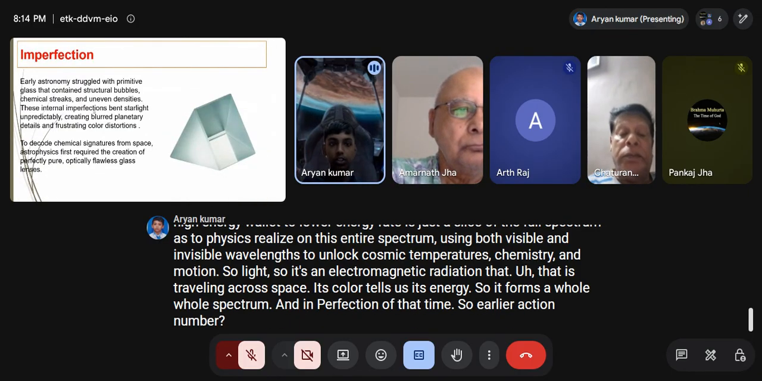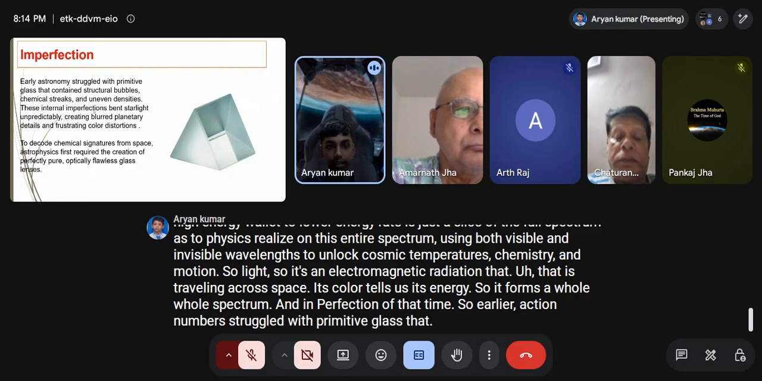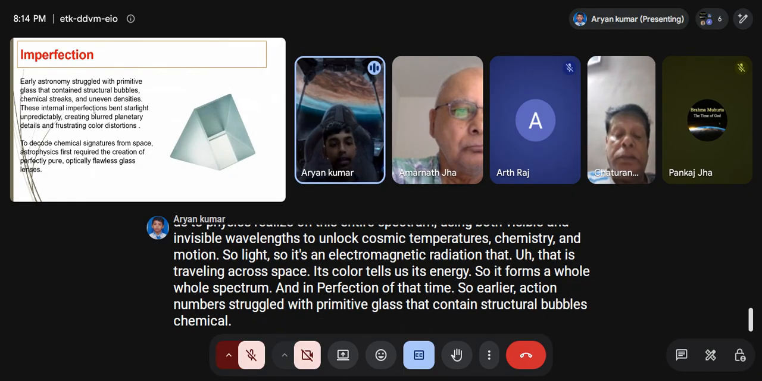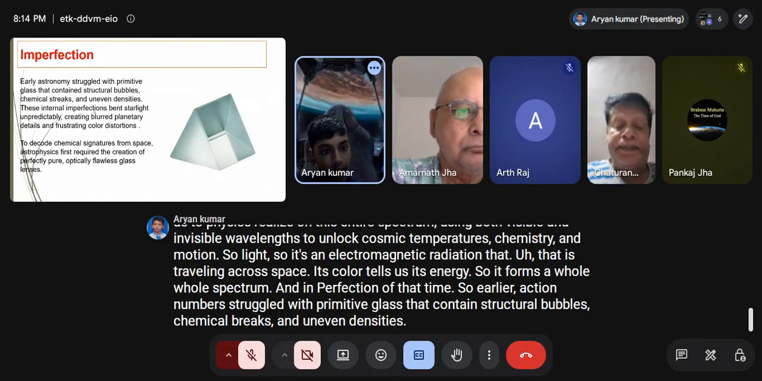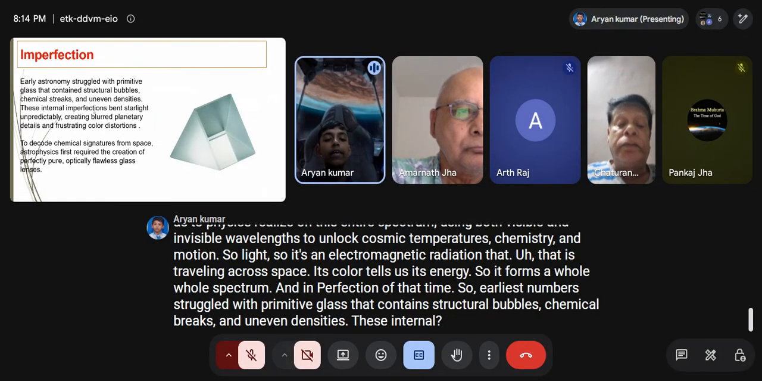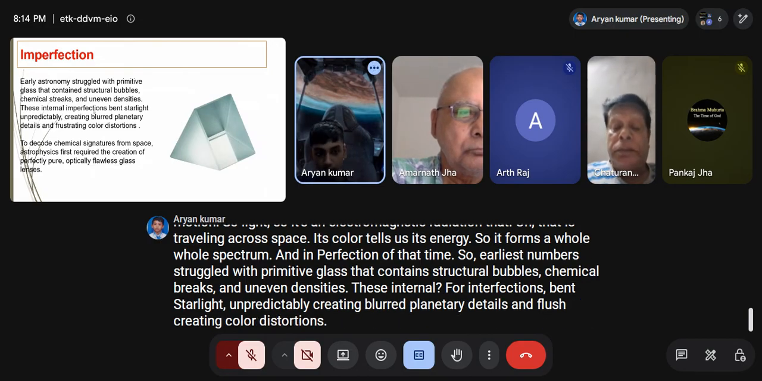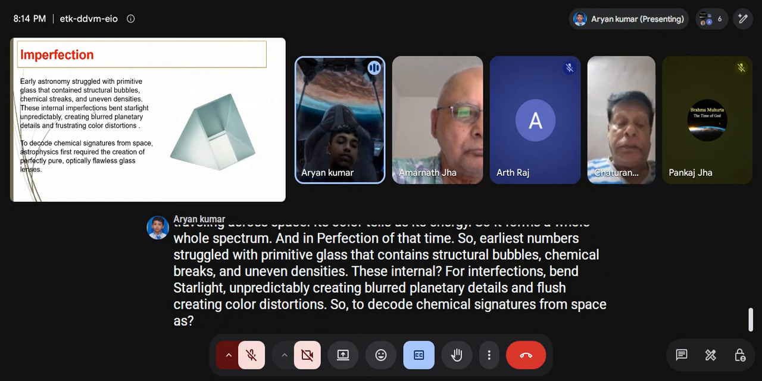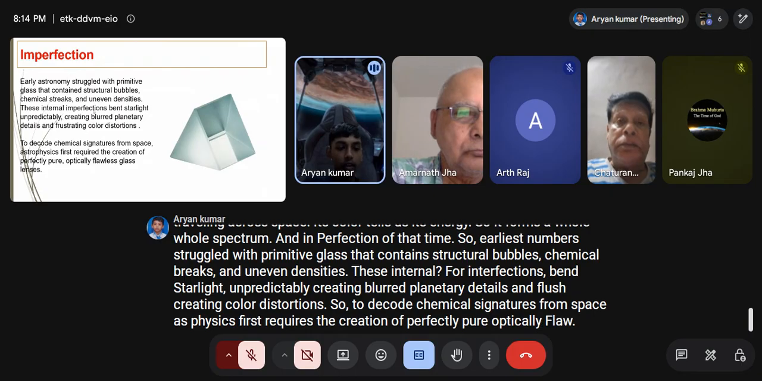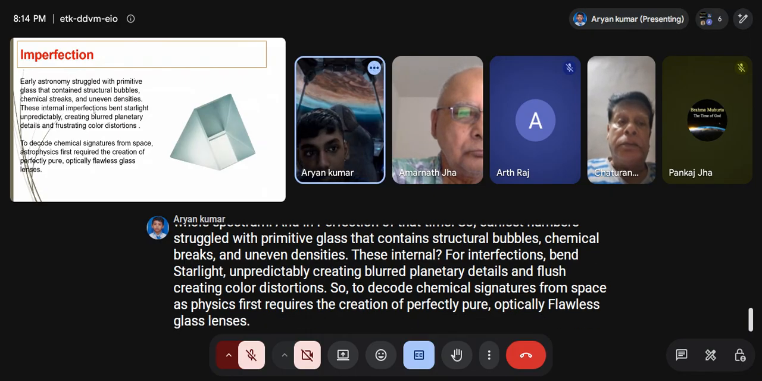Imperfection of that time. Early astronomers struggled with primitive glass that contained structural bubbles, chemical breaks, and uneven densities. These internal imperfections bent starlight unpredictably, creating blurred planetary details and frustrating color distortions. So to decode chemical signatures from space, astrophysics first requires the creation of perfectly pure, optically flawless glass lenses.